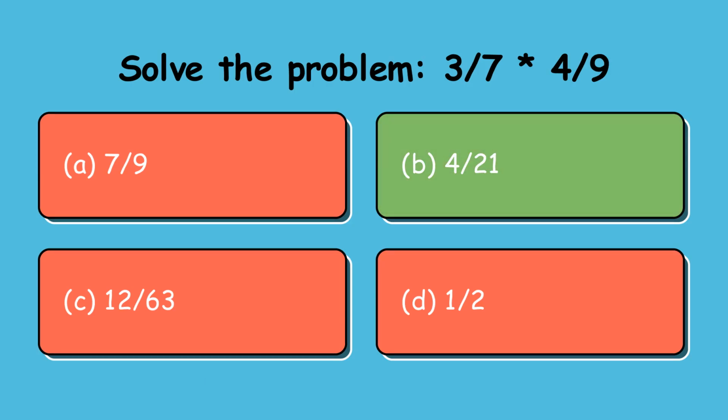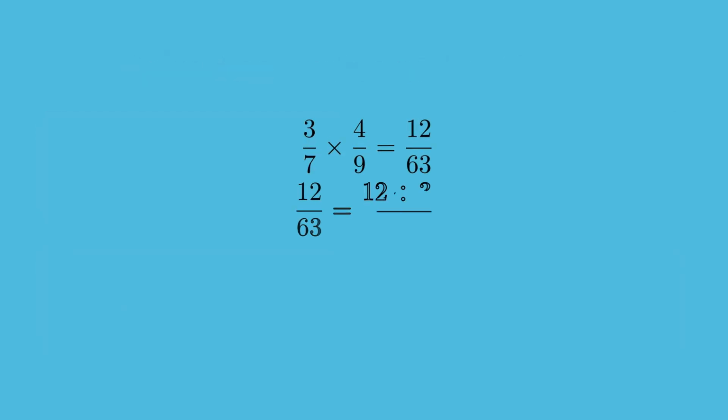Correct answer is B. Firstly, we have to multiply both the numerators, that is 3 and 4, together. This multiplication gives us the result 12. After that, we need to multiply the denominators, which are 7 and 9. The result of this multiplication is 63.